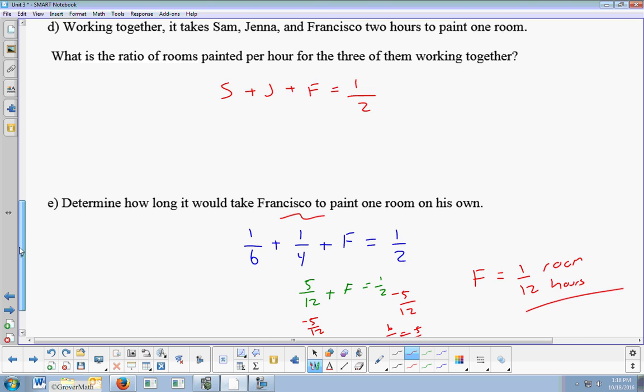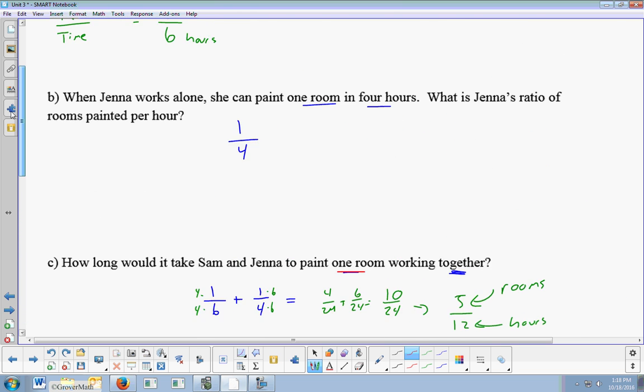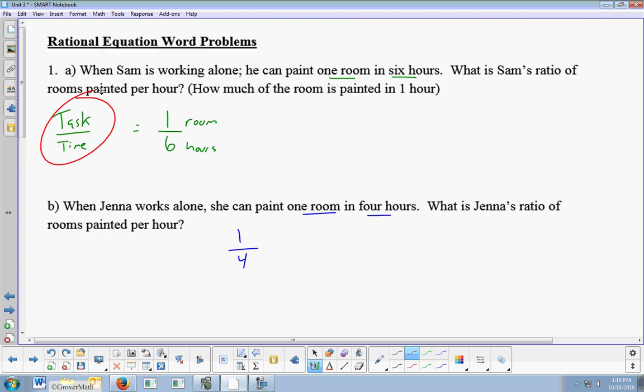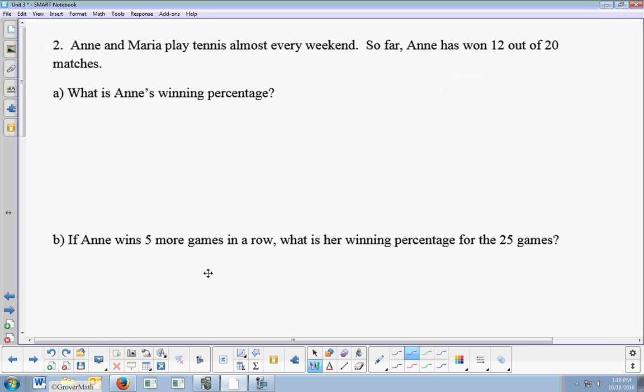All right, so that's a great example of this question of a task over time, rational equation word problem type of stuff. And anytime they tell you about a task in a set amount of time, use that task over time format and add fractions together and let your calculator help you. On the next example here, it talks about Anne and Maria playing tennis together.